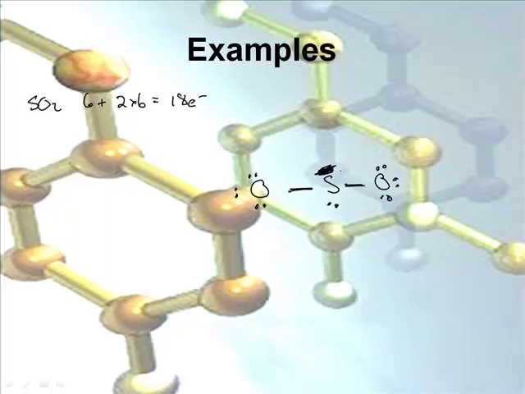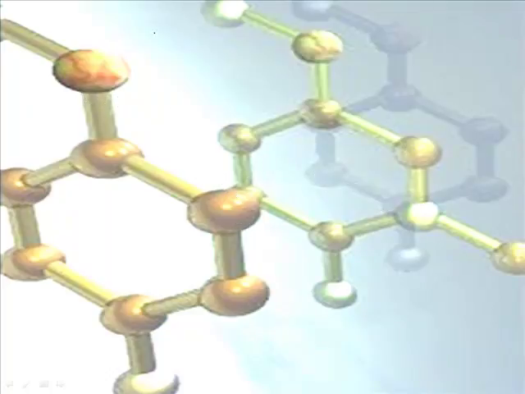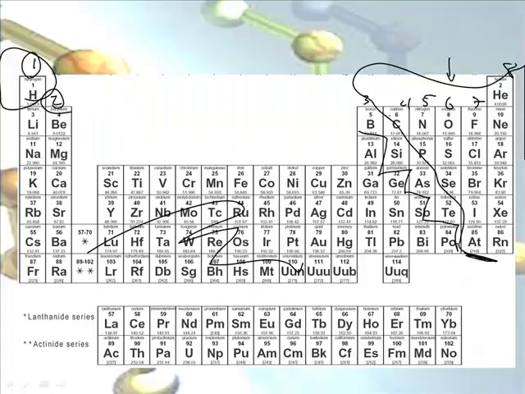To fix this problem, I have to erase 2 from one of the oxygens, it doesn't matter which, and make a double bond. So that is the correct Lewis structure of SO2. All right, let's do an ion. Let's say NO3 negative 1. If you look back at the chart, nitrogen gets 5, right?